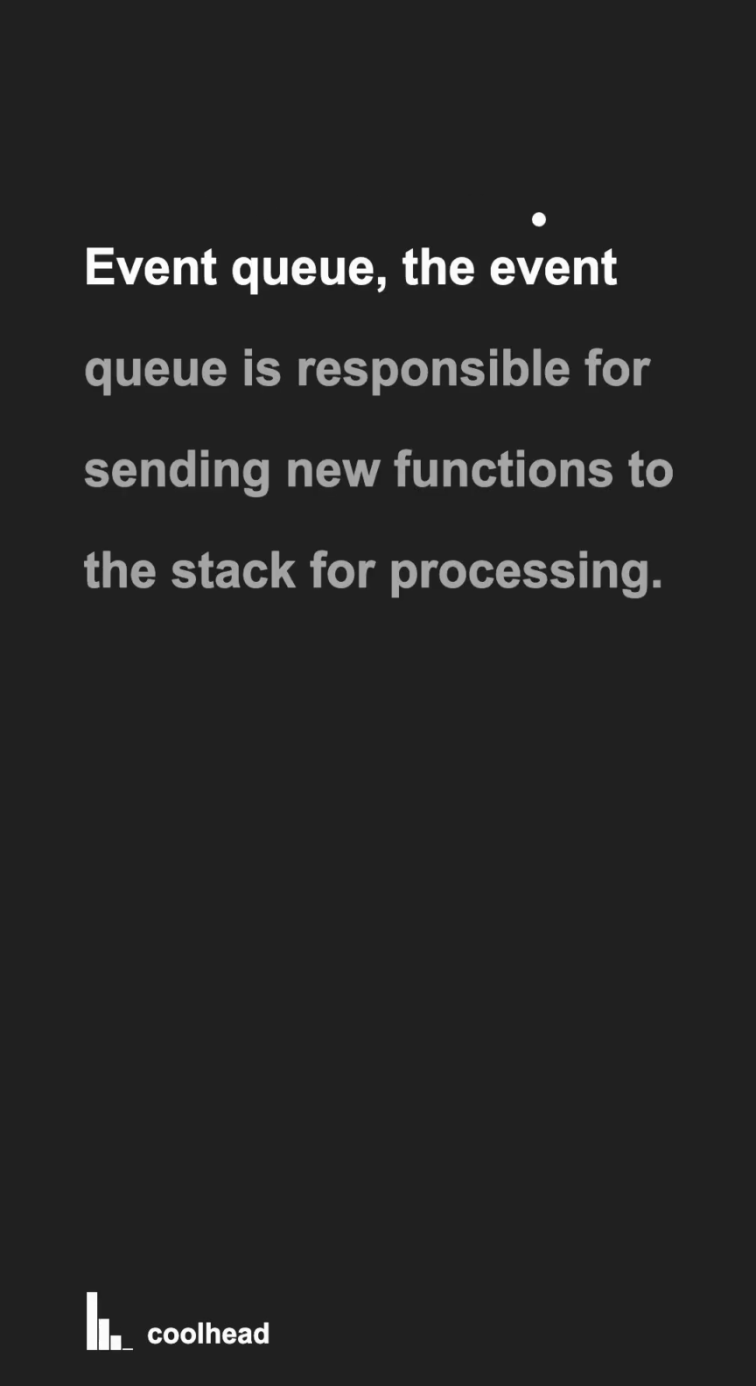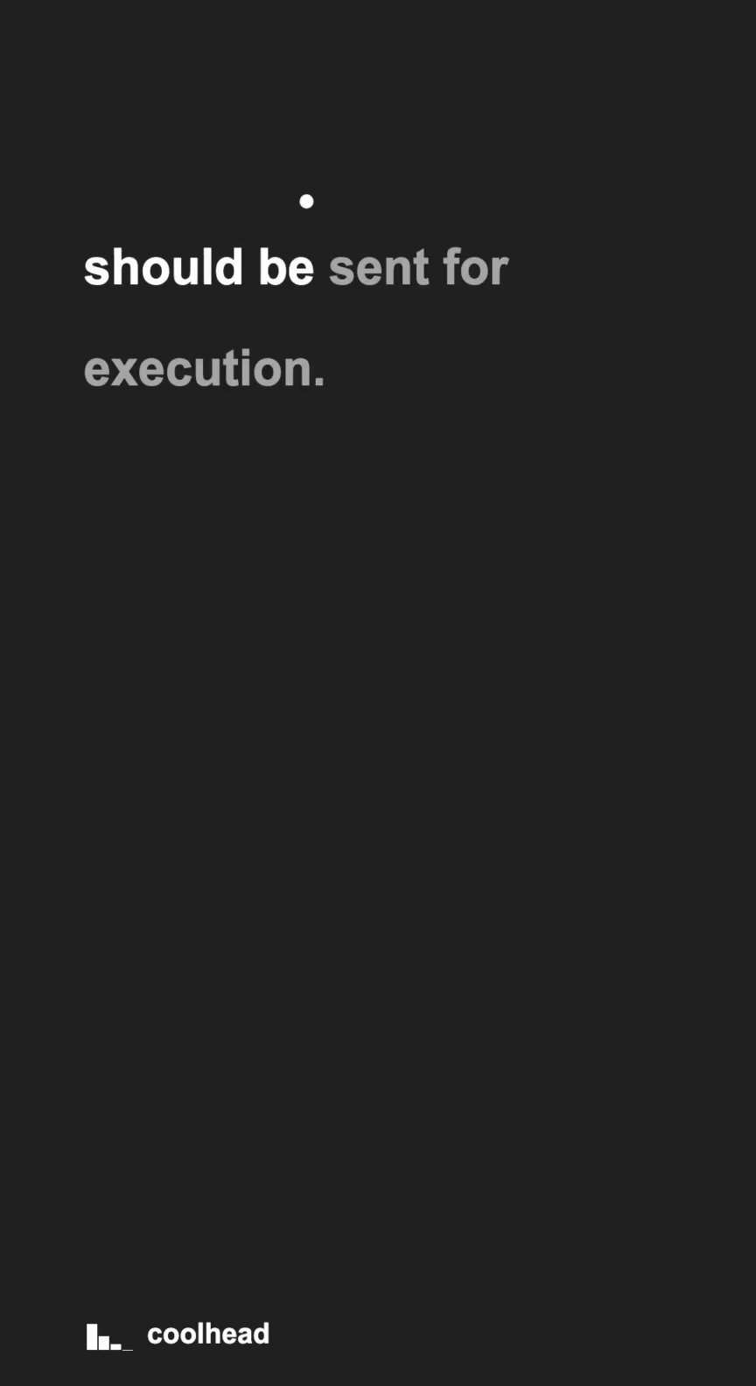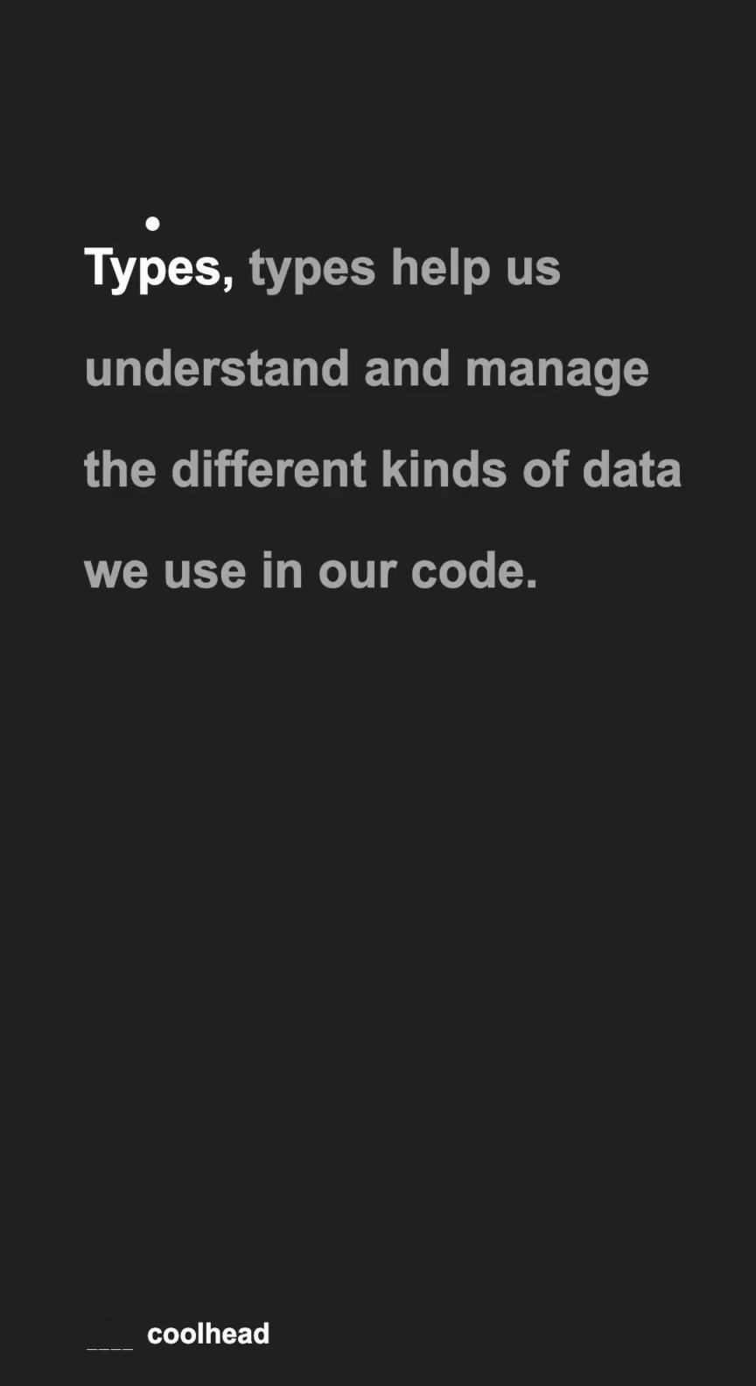Event queue. The event queue is responsible for sending new functions to the stack for processing. It follows the queue data structure to maintain the correct sequence in which all operations should be sent for execution. Types. Types help us understand and manage the different kinds of data we use in our code. Think of them as different categories for things.